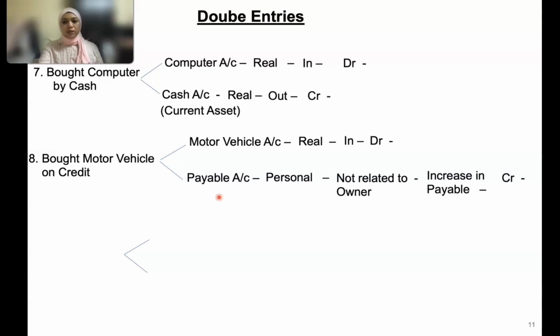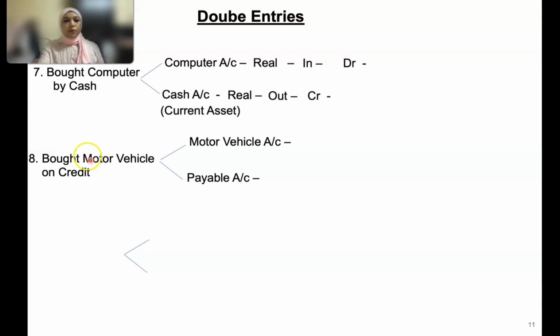Okay, so I will explain you again. We bought a motor vehicle on credit. We will open motor vehicle account and payable account. If we bought by cash, we'll open cash account. It is the same like this. We are buying on credit, that's why we'll open payable account. Motor vehicle account, we can see, we can touch the vehicle, so it is real. Business received that vehicle, so it is in.